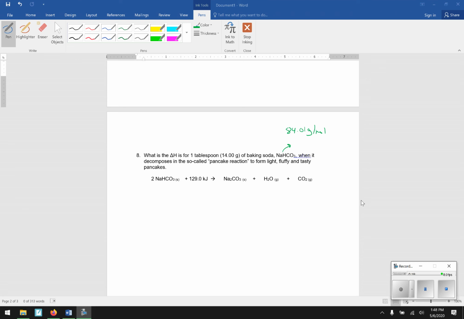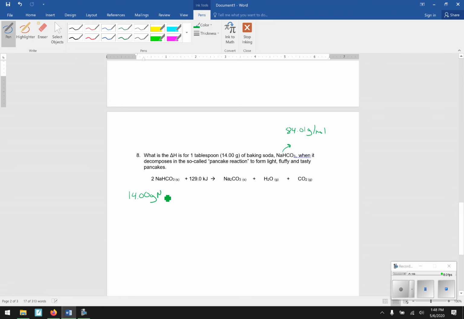So here's how we do this problem. First, we have to figure out how many moles of baking soda we have. So we're starting with a grams to moles conversion, which is fairly simple. I want to start with the 14 grams we were given.